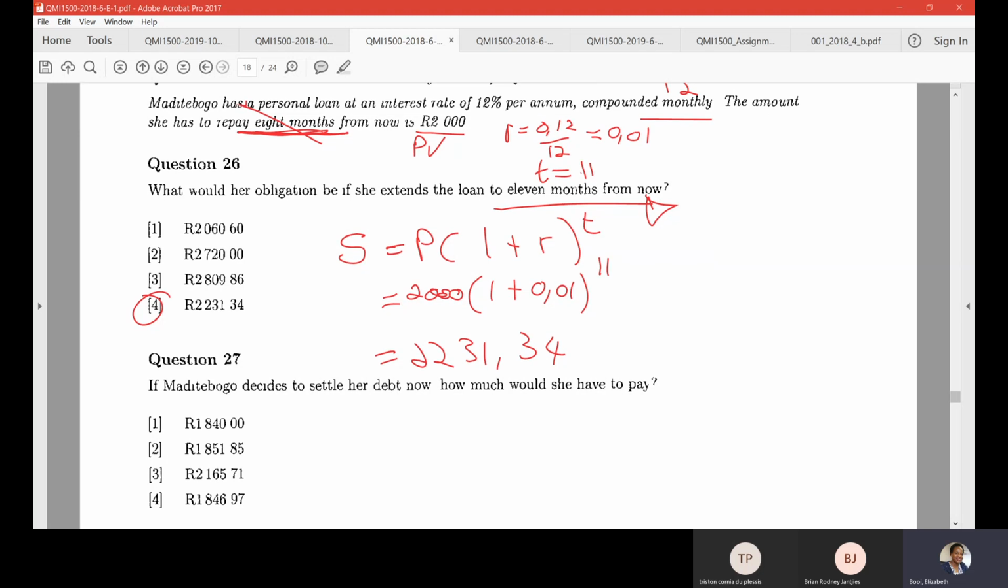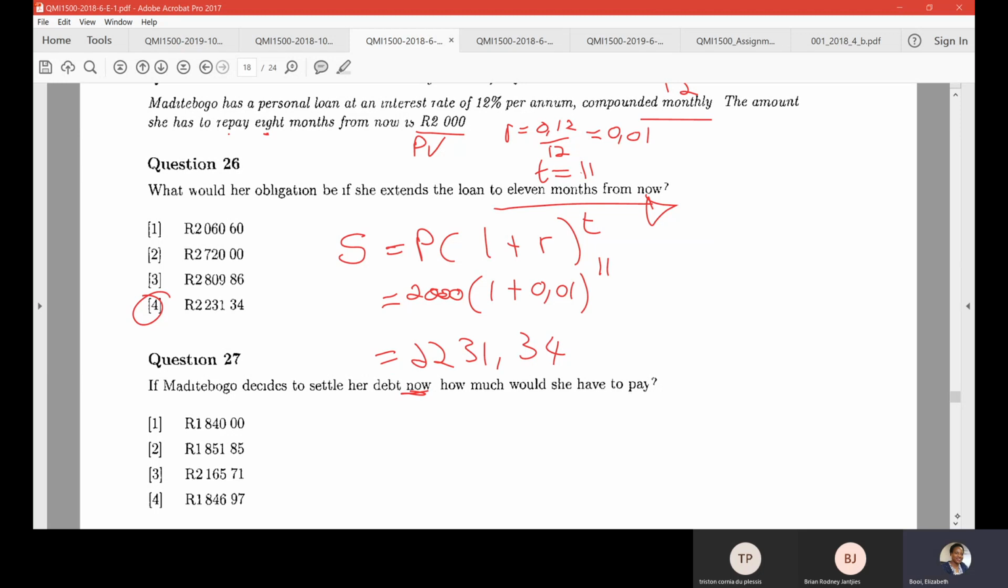Okay, so number 2, if she decides to settle her debt now, as in now, how much will she have to pay back? Now, disregard the first one. You must go back to the statement. The statement says she is going to repay the money 8 months from now, and she decides to settle the amount now, how much will she pay?